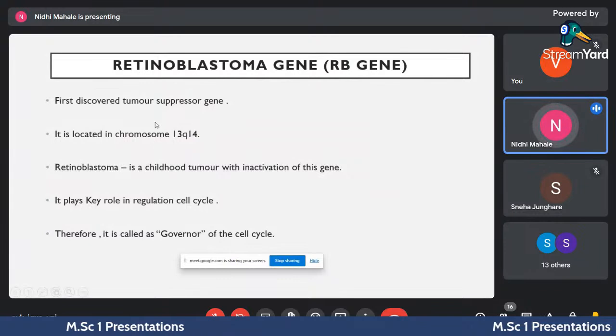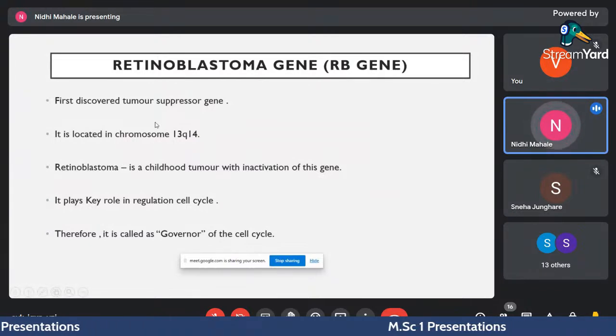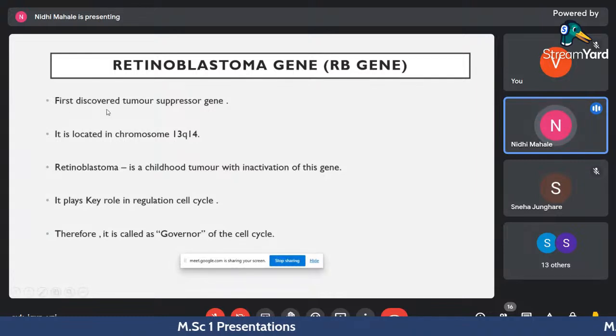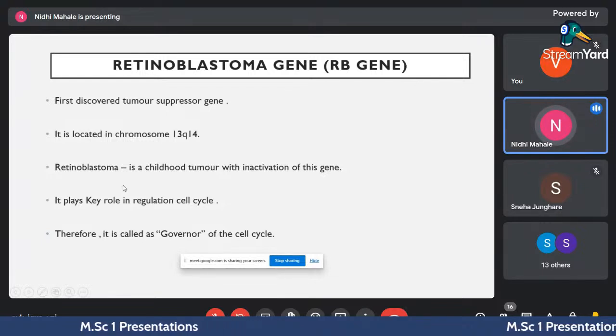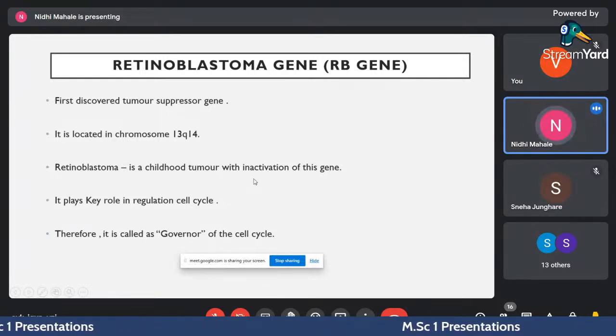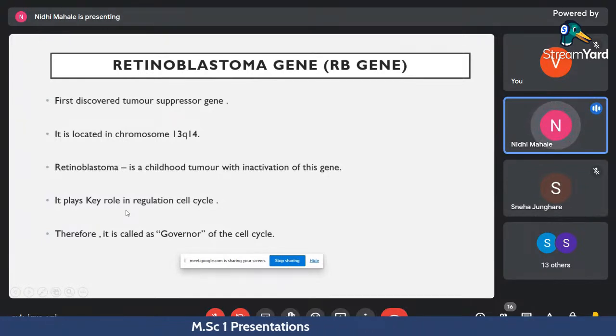Types of tumor suppressor genes, one of which is retinoblastoma. Retinoblastoma is the first discovered tumor suppressor gene. It is located on chromosome 13. Retinoblastoma is a childhood tumor with inactivation of this gene. It plays a key role in regulation of the cell cycle, and therefore it is also called the governor of the cell cycle.